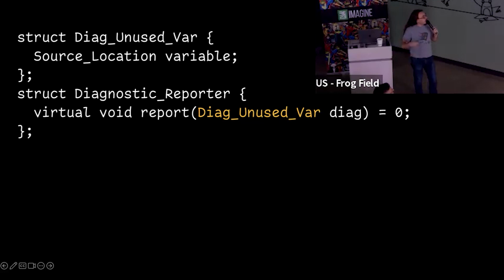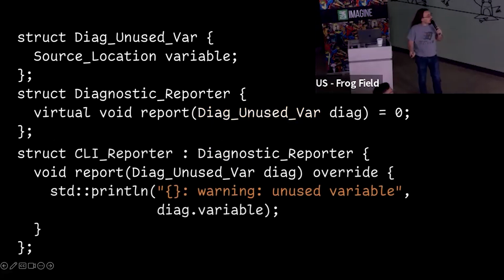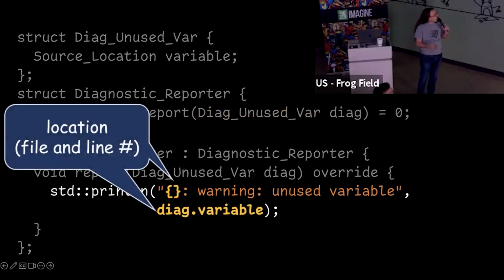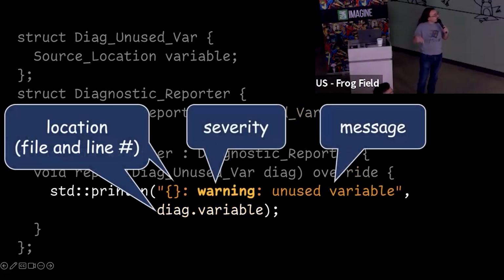And we need to have a way to report the diagnostics. So we have a diagnostic reporter with a report method for that diagnostic type. This is an abstract base class because we can have different ways of reporting the diagnostics. For example, we might have a CLI-based diagnostic reporter, which prints to the terminal. Here we have a println call where we print out the location information, and we print out a message, and we also have a severity component.